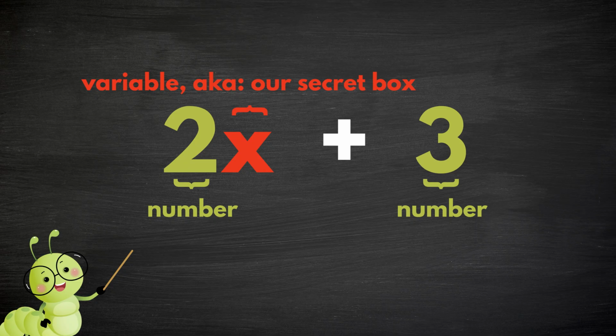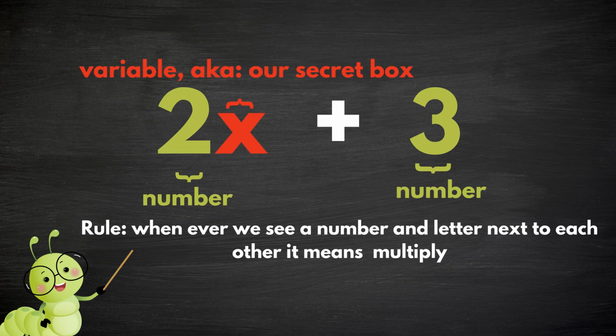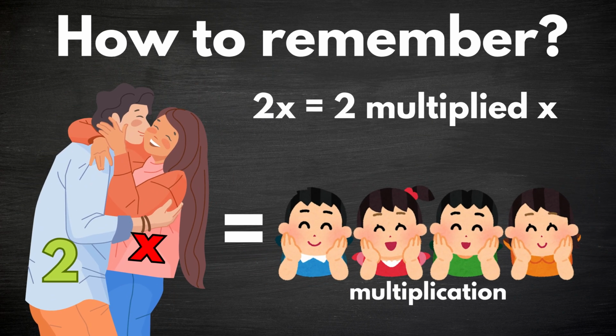So now that we've identified our numbers and variables, we notice something strange. 2 and x have no plus, minus, times, or divide between them. What a head scratcher. What if I told you that there was a special rule? Whenever we see numbers and letters next to each other, it means multiply. You can easily remember that 2x is equal to 2 multiplied by x by remembering the following. 2 and x love each other very much, and this causes them to multiply.